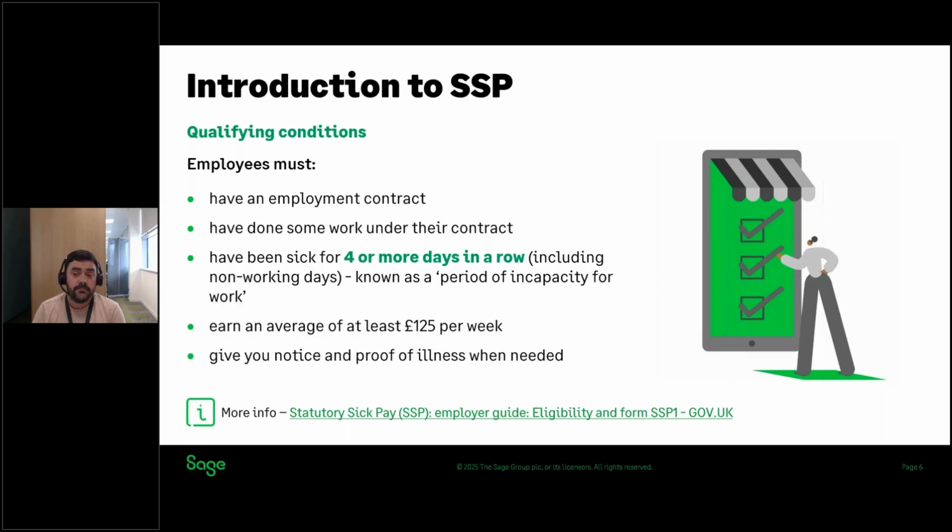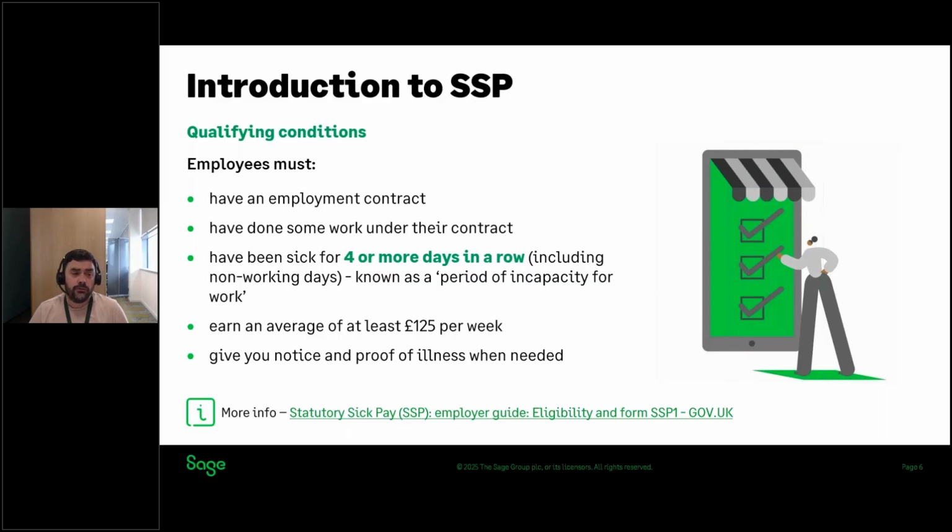They also may need to give you proof of illness if they are off sick for more than 7 days. They need to inform you within your own agreed timescale or within 7 days if you don't have a timescale. If they're off sick for more than 7 days, you can ask for proof of illness, which is usually a fit note, as it's called these days, that they get from the doctor or similar.